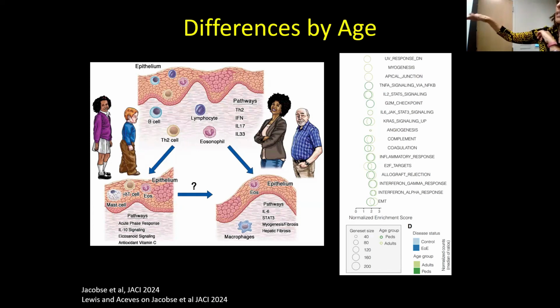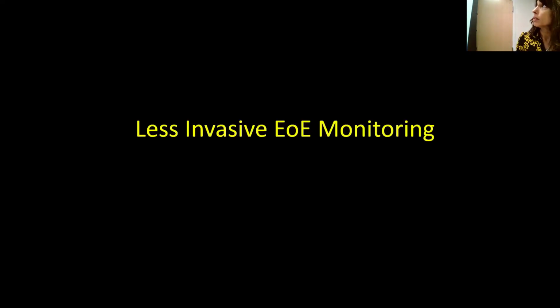and kids. So what you can see here is inflammatory response, of course, is very high, but interferon gamma and alpha responses are very high as well. So there is this innate immune pathway going on, in addition to the type 2 inflammation that we see.